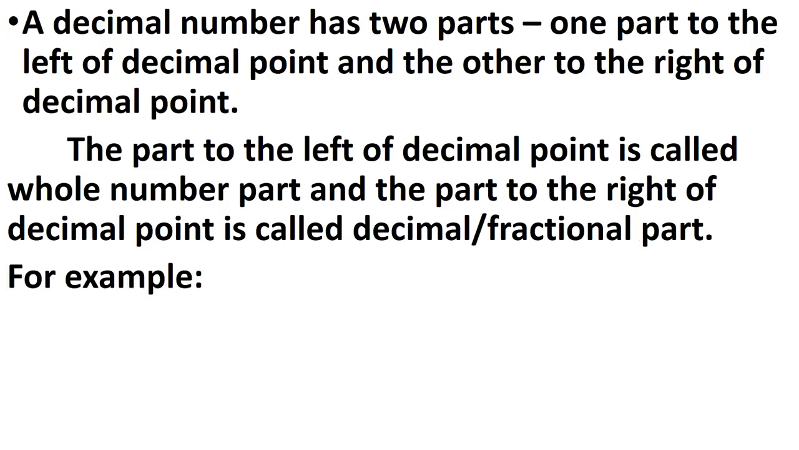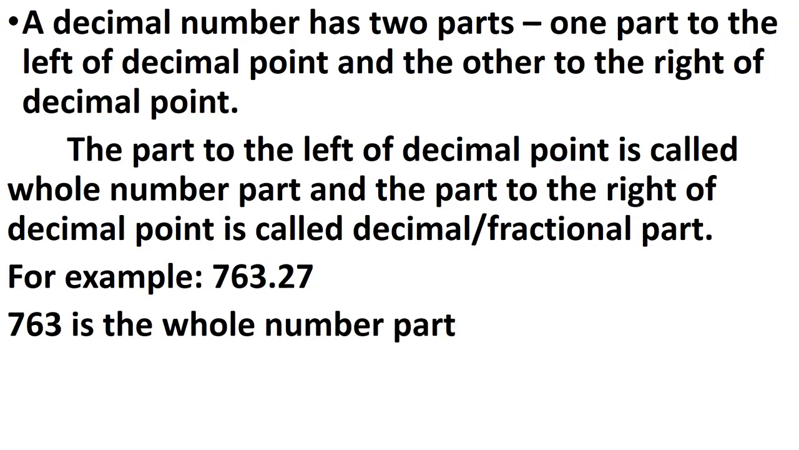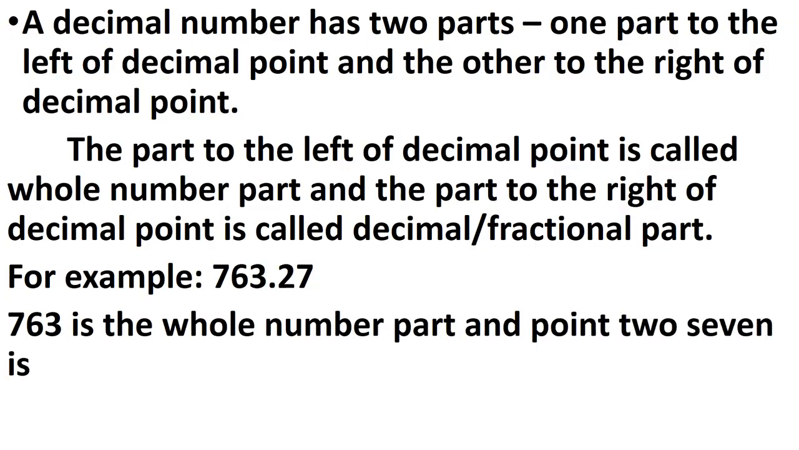For example, 763.27. So 763, which is on the left-hand side of the decimal point, is called the whole number part. 763 is the whole number part, and 0.27 is the decimal part.